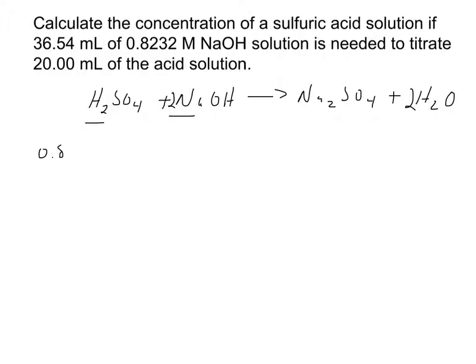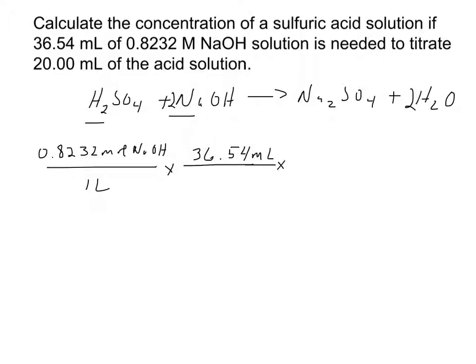I've got the 0.8232 moles of NaOH for every 1 liter of that solution, times the volume. And now, I'm going to show you a neat little trick here. I don't have to change that into liters. Because, look at what happens. I've got milliliters there, and we'll see that milliliters is going to cancel later on down the line. And so here we've got our moles of sodium hydroxide. Now we need to multiply by our mole ratio. There are 2 moles of sodium hydroxide for every 1 mole of H2SO4.